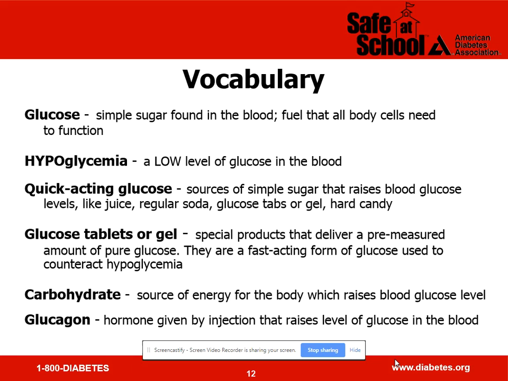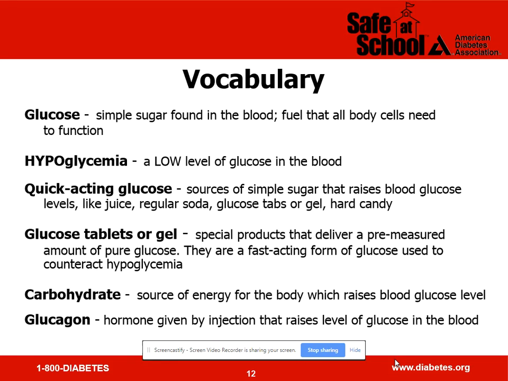Let's talk about a little bit of vocabulary. Glucose is a simple sugar found in blood that fuels all body cells so they can function. Hypoglycemia is a low level of glucose in the blood. Quick-acting glucose refers to sources of simple sugars that raise blood glucose levels, like juice, regular soda, glucose tabs or gel, hard candy.